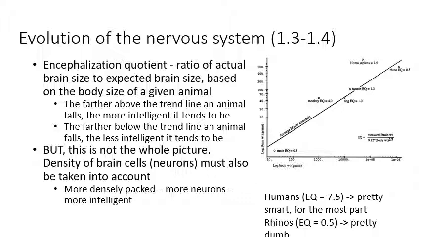There's also density of brain cells, density of neurons, that has to be taken into account. You could have two brains that were the same size, but one of them is denser and is packed with more neurons, and the denser brain would be associated with a higher level of intelligence.